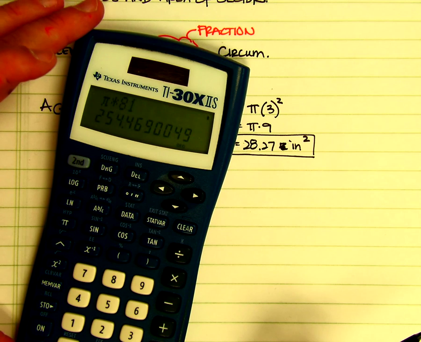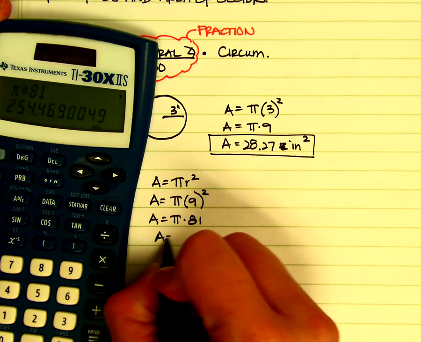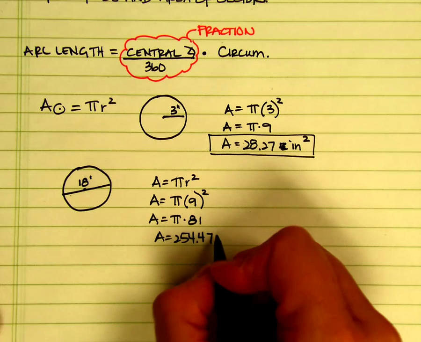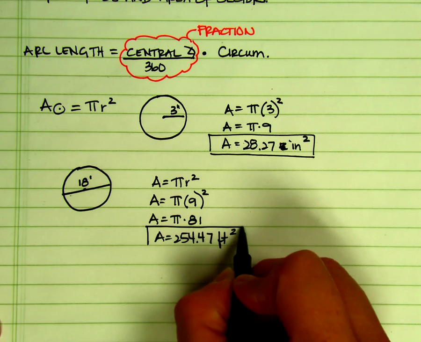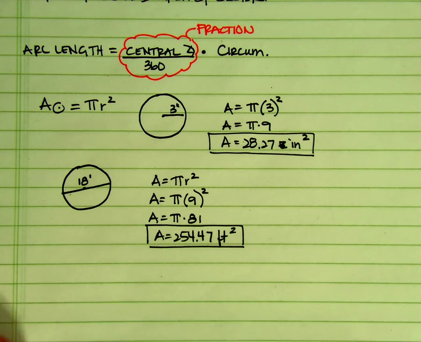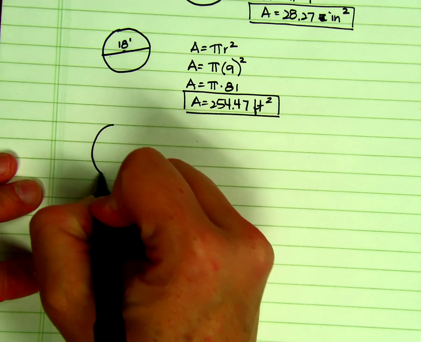So it's 254.47. And we're talking about feet, and we're still talking about area, so that is squared. So 254.47 feet squared.